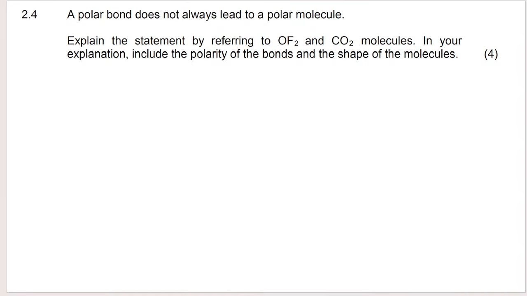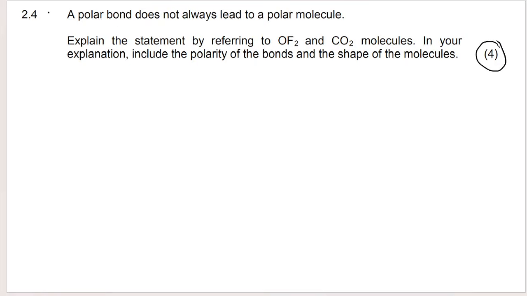2.4 is worth 4 marks, so we know we're going to be doing a bit of writing, and I always tell my students that if you want to get all the marks, you must write and include all the points. They often say to me, ma'am, can we shorten it? Can we leave this out? Do I have to say this? And the answer is pretty straightforward. If you want the 4 marks, you have to write. You have to do the work.